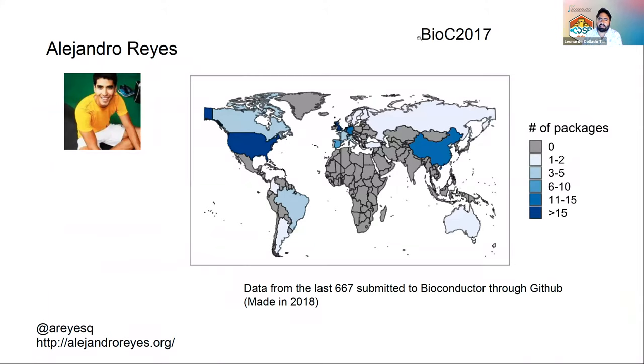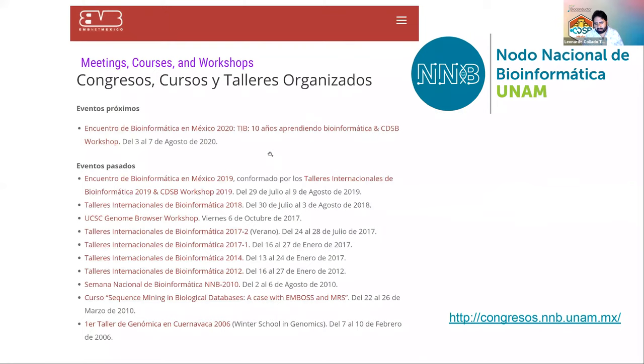So like I said, in 2017 at BioC, that's when the concept of this community got started. And Alejandro Reyes, who's also here and a co-founding member of CDSB, made this little map of the location of Bioconductor contributors back then. And really there was no one from Mexico, and many other parts of the world, right? So what we're experiencing in our own local community is actually shared in many other places. So we wanted to increase the representation of Latin Americans at BioC and other R conferences. Now, at the same time while we're thinking this, people in Mexico have been organizing bioinformatics workshops.